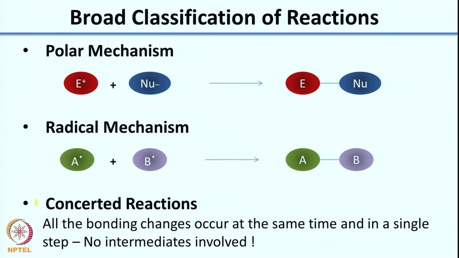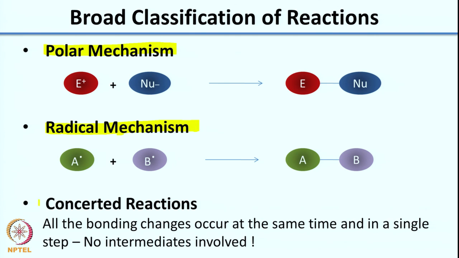So one type of mechanism is a polar mechanism. Now in a polar mechanism, just like the name suggests, you have two intermediates which are charged. One would be positively charged and the other would be negatively charged and they would come together to give your product. The second one is a radical mechanism. In the radical mechanism, you do not have charged intermediates. What you have is radicals which would come together to give you your product.